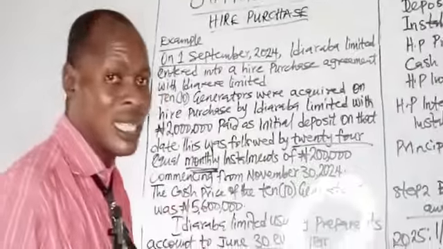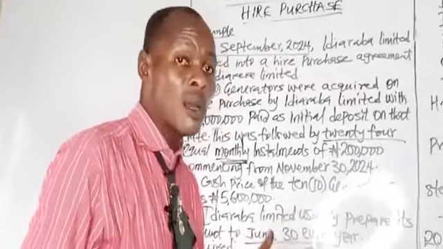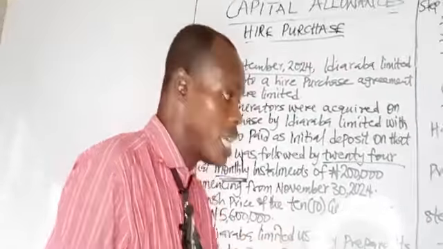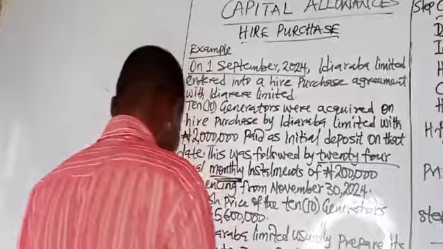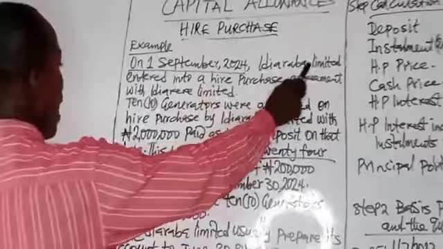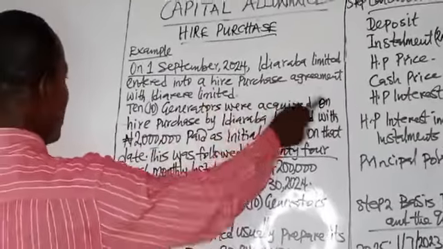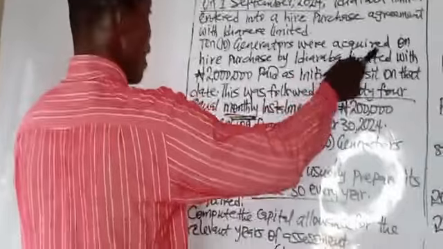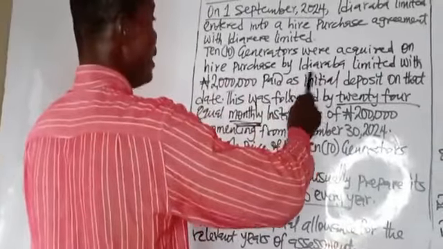Please take note of that. Now, the next thing is to proceed in the computation of capital allowances for the relevant years of assessment. The name of the entity is Idiaraba Limited. It enters into a hire purchase agreement with Idiaraba, who acquires the asset. 10 generators were acquired on hire purchase by Idiaraba.